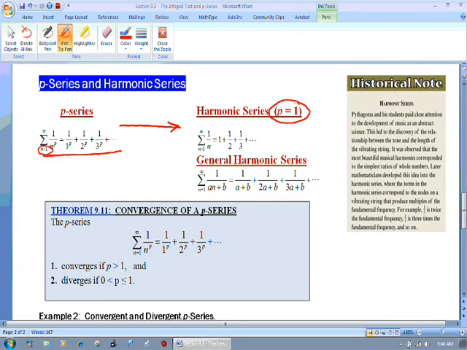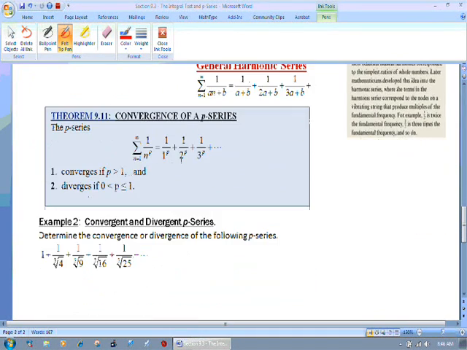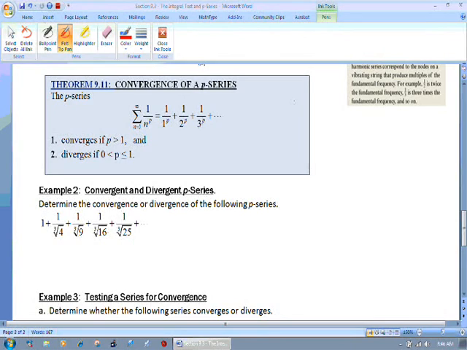Now, these two series don't do the same thing all the time. They don't always diverge, they don't always converge. It is very dependent upon what the value of p is. As you can see here in the blue box, if you've got a p-series and the p value is strictly larger than 1, you will have a series that will converge.